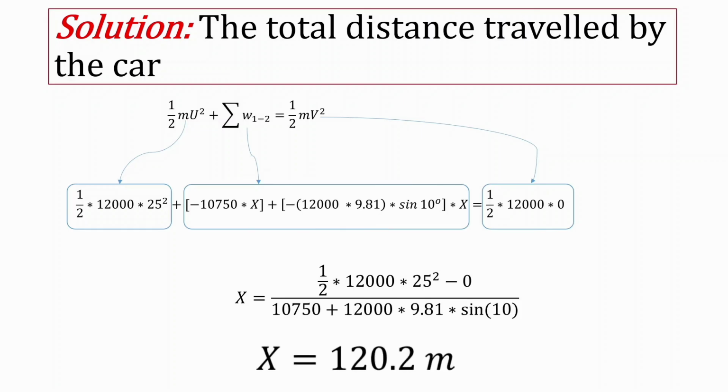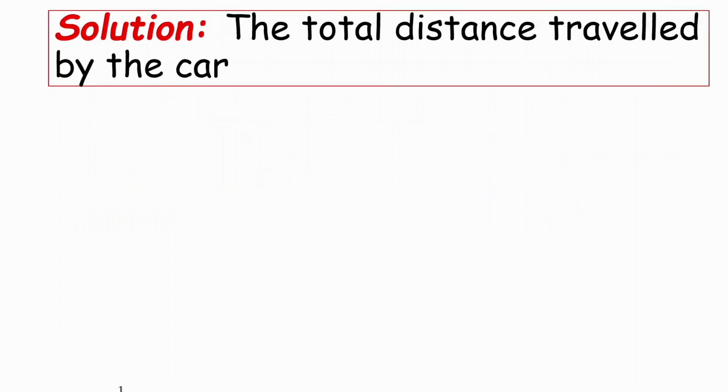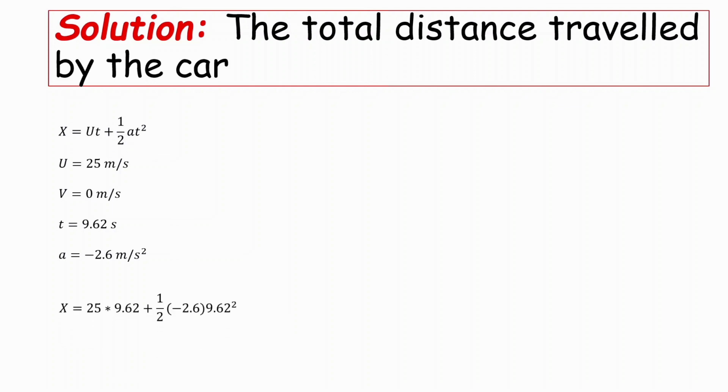Well, let's see how we can use kinematic relations to estimate the distance. We have that s is equal to ut plus half at squared. That is, distance is equal to ut plus half at squared. So what are the things we have? We have initial velocity u. We have our total time before the vehicle came to rest to be 9.62 seconds. We have our final velocity to be 0, and we have our acceleration to be minus 2.6 meters per second squared. If we put all that into the equation and simplify, we get x to be 120.2 meters.